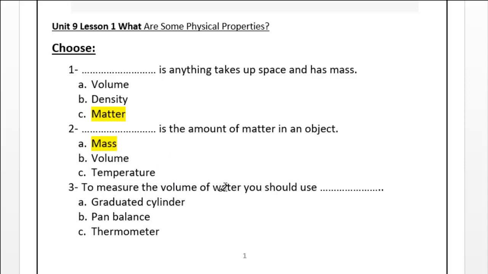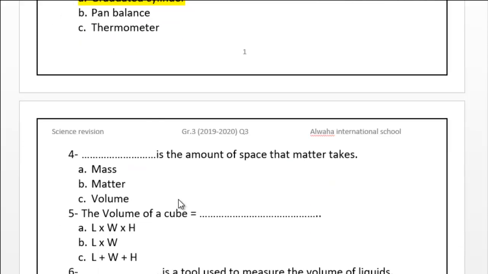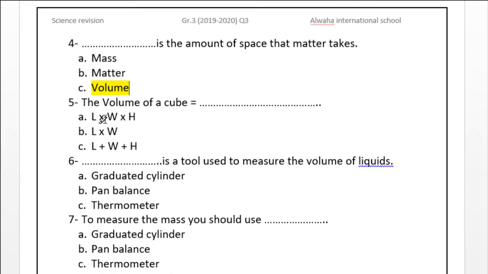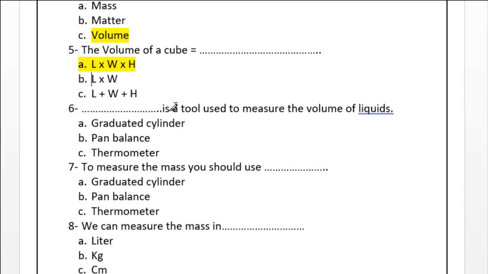To measure the volume of water, you should use a graduated cylinder. A graduated cylinder is used for measuring volume. Number 4: the amount of space that matter takes is volume. Volume is the amount of space. The volume of a cube equals length times width times height. That's right.